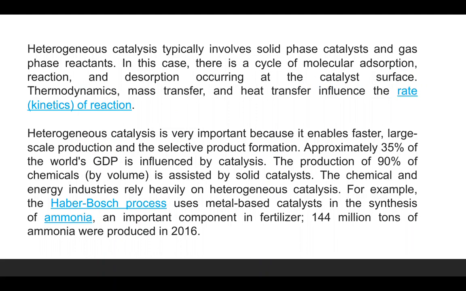Heterogeneous catalysis is very important because it enables faster large-scale production and selective product formation. It is said that approximately 35% of the world's GDP is influenced by catalysts. The production of 90% of chemicals is assisted by solid catalysts. The chemical and energy industries rely heavily on heterogeneous catalysis. For example, the very famous Haber-Bosch process uses metal-based catalysts in the synthesis of ammonia. Ammonia is a very important component in fertilizer.